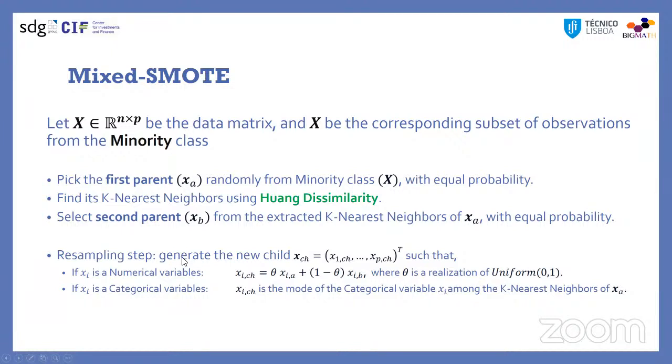We generate the new children such that for the numerical variables, we keep the things like original SMOTE, as the convex combination of the selected two parents, where theta comes from the realization of the uniform distribution with 0 mean and 1 variance. And if the variable is categorical, we use the mode of that categorical variable to choose the value for the children.